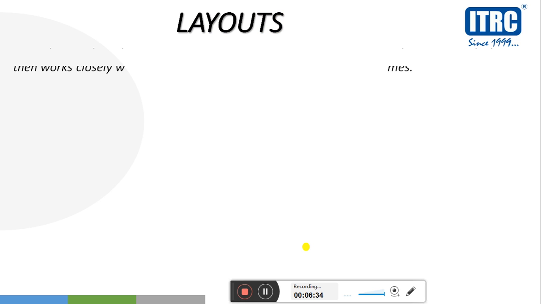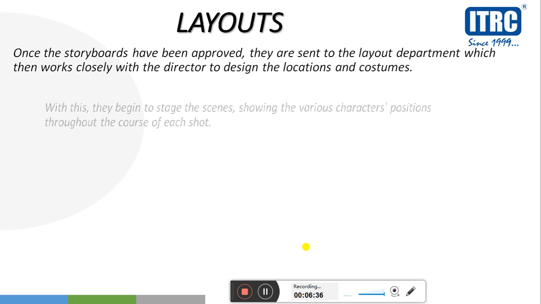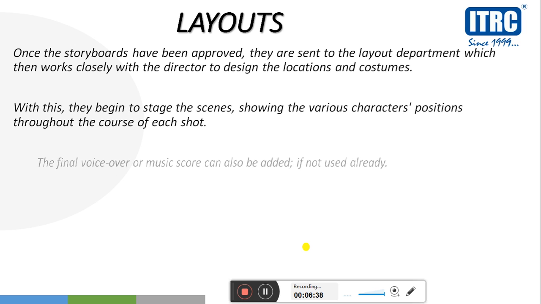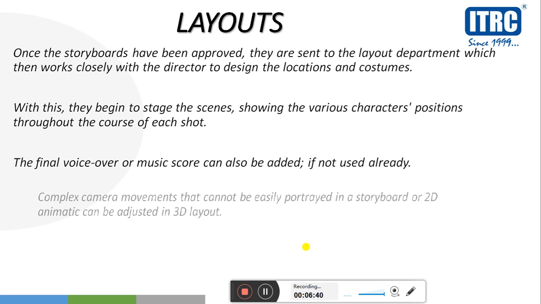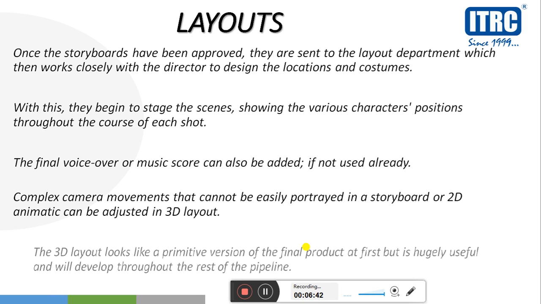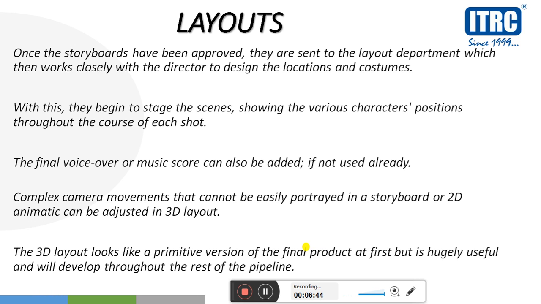Layouts. Once the storyboards have been approved, they are sent to the layout department, which then works closely with the director to design the location and costumes. With this, they begin to stage the scene, showing the various characters' positions throughout the course of each shot. The final voiceover or music scores can also be added if not used already.